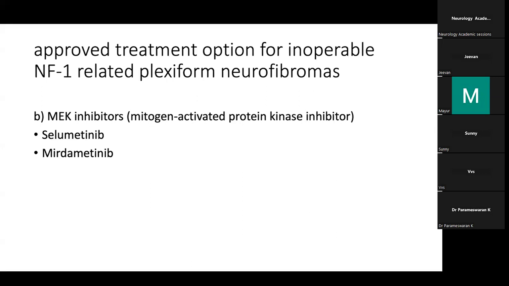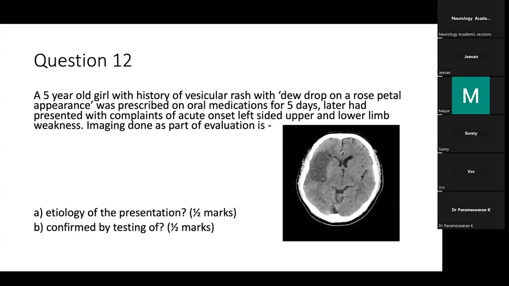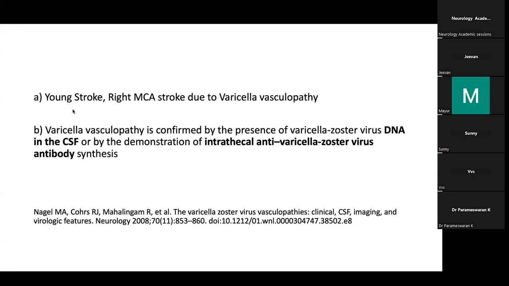Question 12, a 5-year-old girl with vesicular rash with dewdrop on rose petal appearance was prescribed no oral medications and presented with left-sided hemiparesis. The etiology of the presentation is that she is a young stroke, and the diagnosis is right-sided MCA stroke due to varicella vasculopathy. It is confirmed by the presence of DNA in the CSF or demonstration of intrathecal anti-varicella zoster virus antibody.